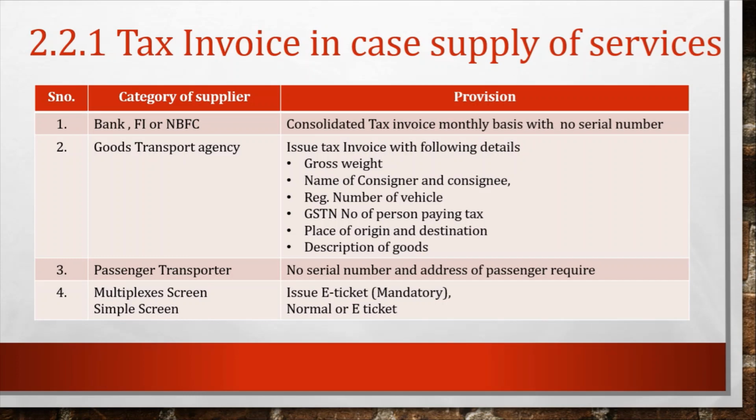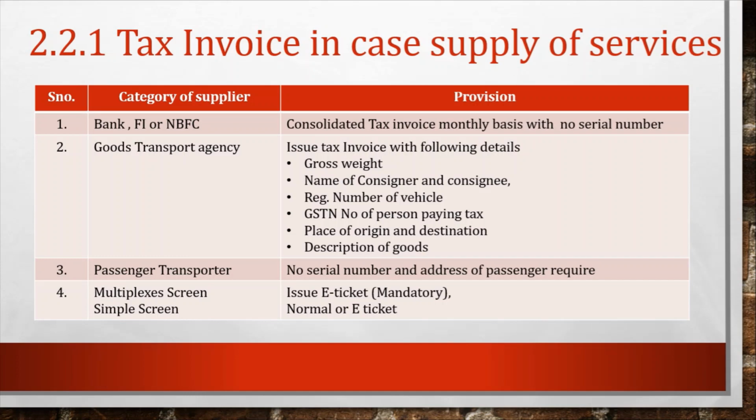2.2.1 Tax invoice: there are some different categories of registered persons for which there are some additional requirements. For bank, financial institution, NBFC, a consolidated tax invoice shall be issued on a monthly basis, and there is no requirement of a serial number for the invoice.